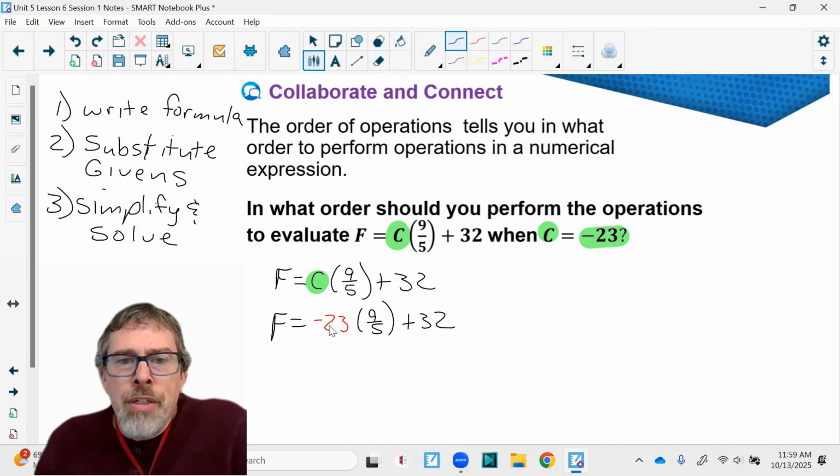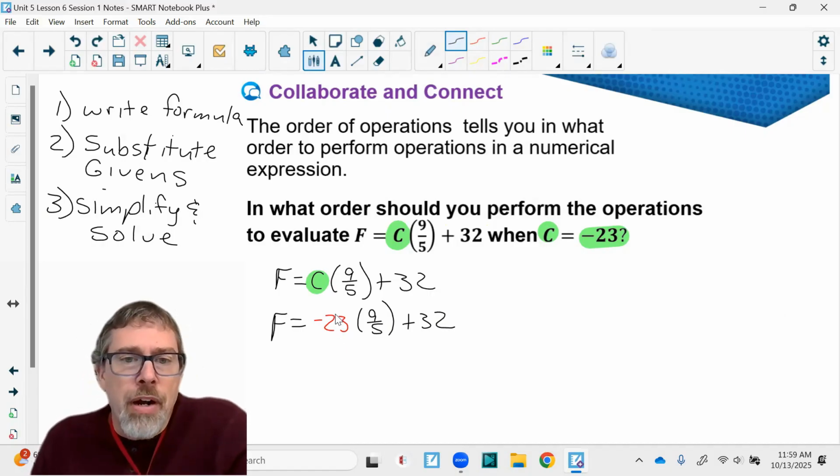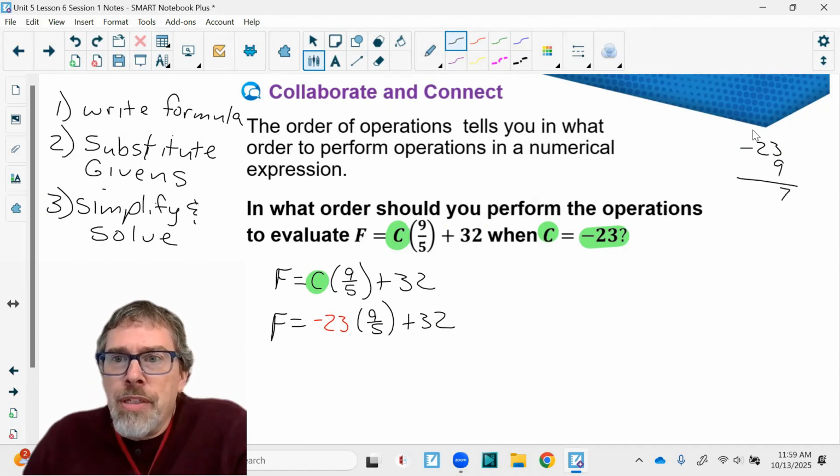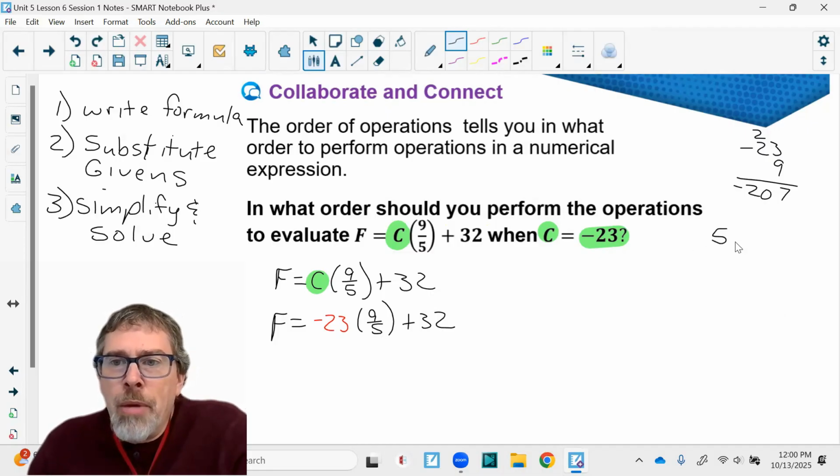Well, 5 will not go into 23, so I can't do an easy reduce here. 23 is prime. So off to the side here, I'm going to take negative 23, and I'm going to multiply it by 9. 9 times 3 is 27, carry the 2. 9 times 2 is 18, plus 2 is 20. So negative 23 times 9 is negative 207. I then need to divide it by 5. So that's what multiplying by a fraction is. You multiply the number by the numerator and then divide it by the denominator. So now I want to know how many times 5 will go into negative 207.